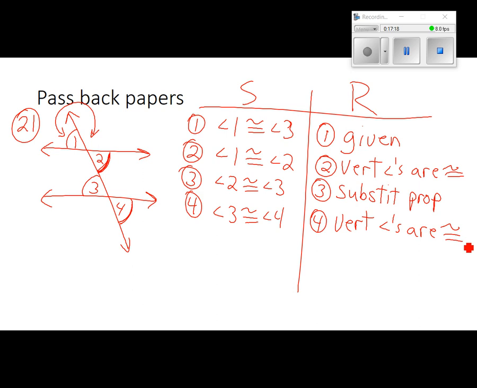Now look at what you have in these two. Angle 2 is the same as angle 3, same as angle 4. So you have angle 3 in both of these, don't you? So what do you know about these two? They have to be the same. So angle 2 is congruent to angle 4. Substitution property.